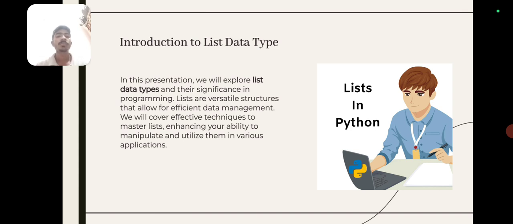In this presentation, we will explore list data types and their significance in programming. Lists are a versatile structure that allows for effective data management. We will cover effective techniques to master the list, enhancing your ability to manipulate and utilize them in various applications. It means that in this presentation, we will see what the list data types are, their significance, how we can use the list, and what effective techniques there are to modify or re-alter the list according to our wish.